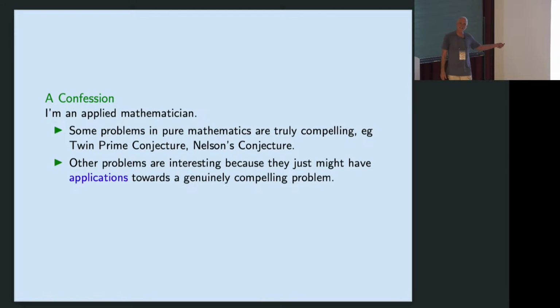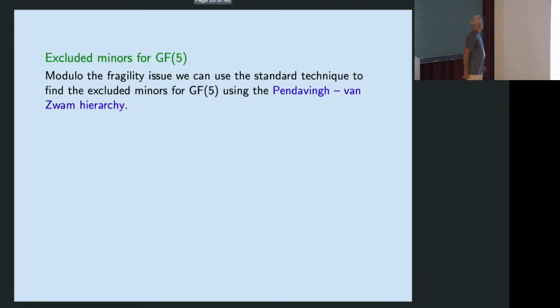Of course, the good thing about this is that the term "genuinely compelling" is an undefined term, right? So it can be whatever you like it to mean, and that's fine by me. So the first genuinely compelling problem that we might expect is the excluded minors for GF5.